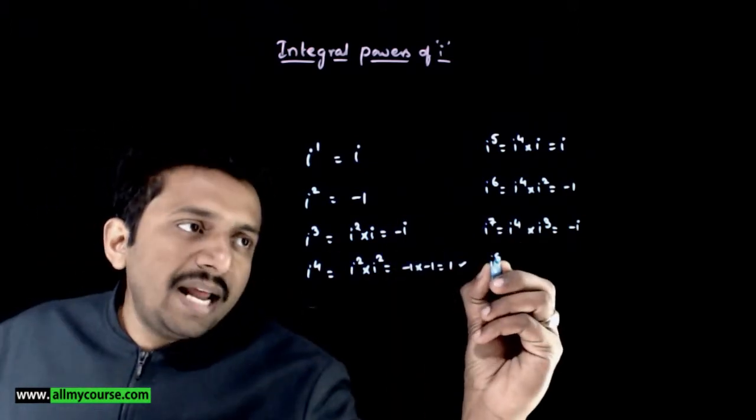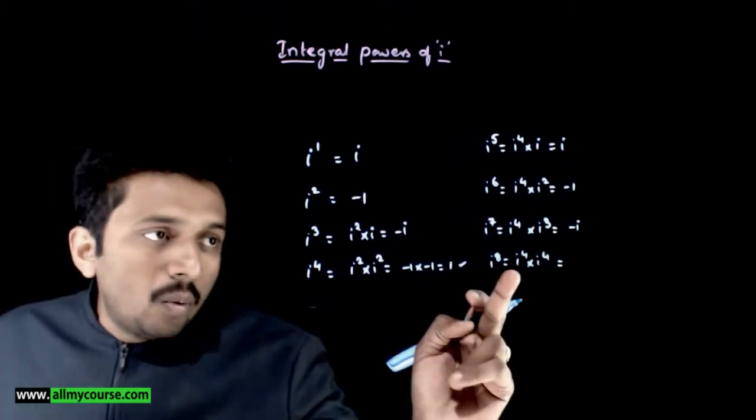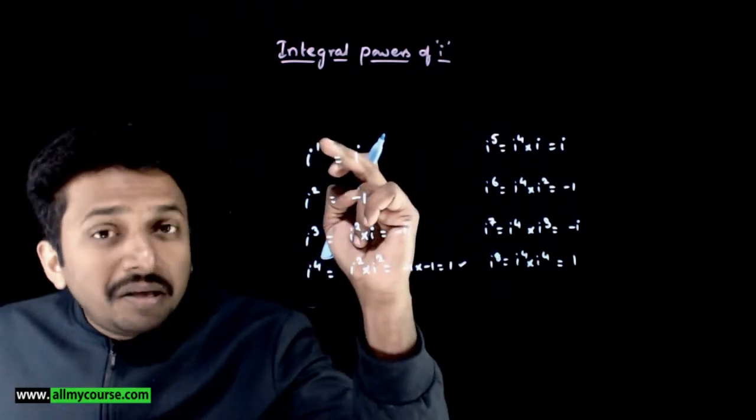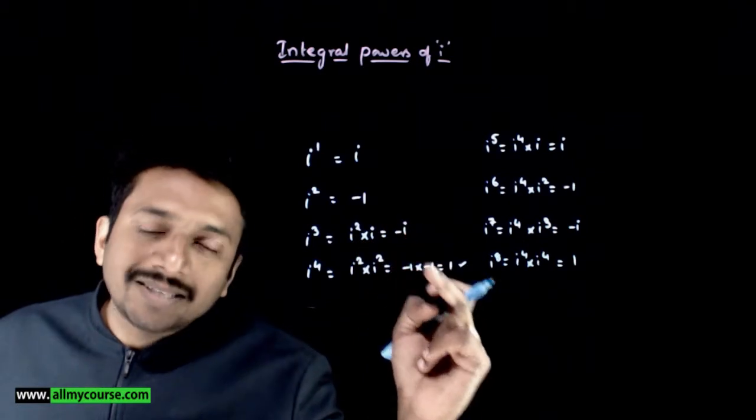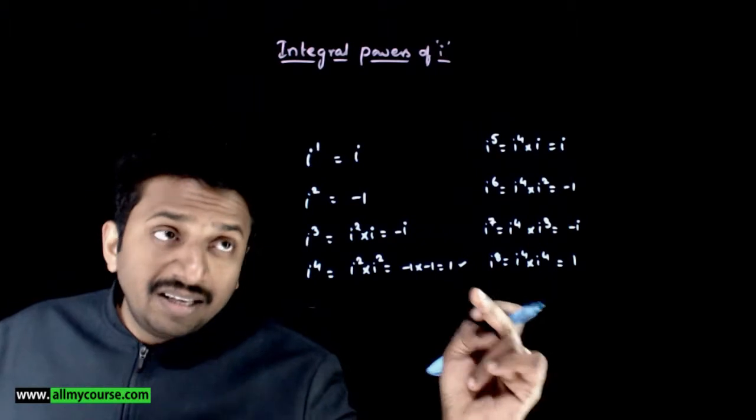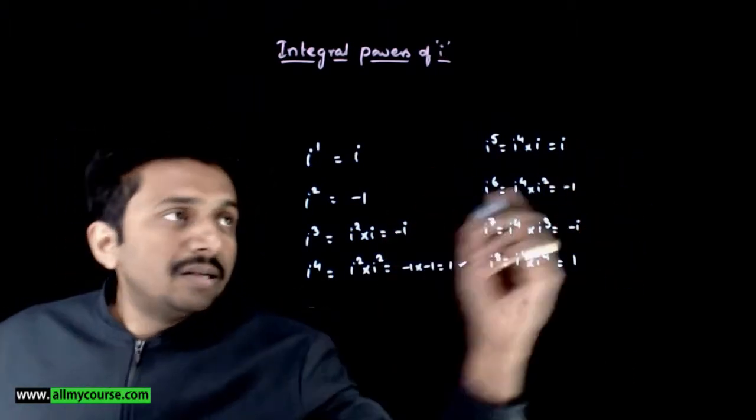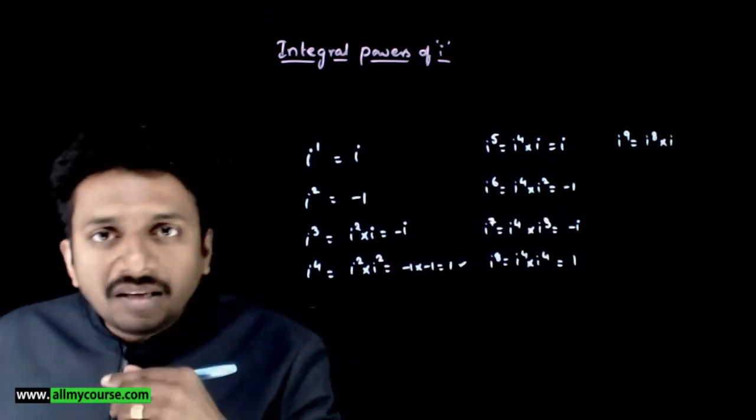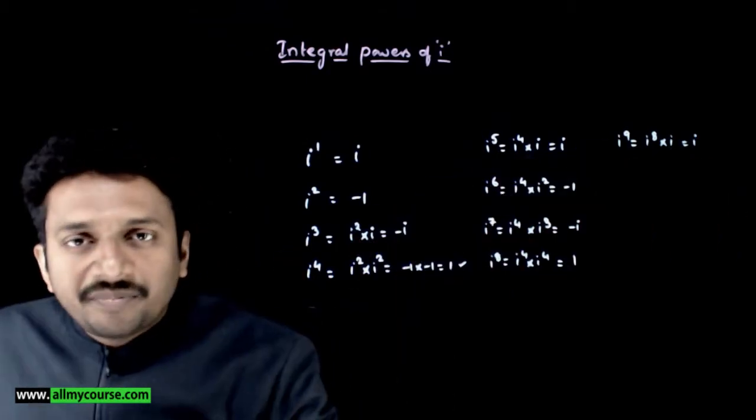And what is i power 8? i power 4 times i power 4. 1 into 1 is 1. So as you can see, for powers 1, 2, 3 and 4, you got i, minus 1, minus i, 1. Similarly, for i power 5, i power 6, i power 7, i power 8, again you got the same numbers: i, minus 1, minus i, 1. So what is i power 9? i power 9 can be written as i power 8 times i. i power 8 is equal to 1. So again you get i as the answer.